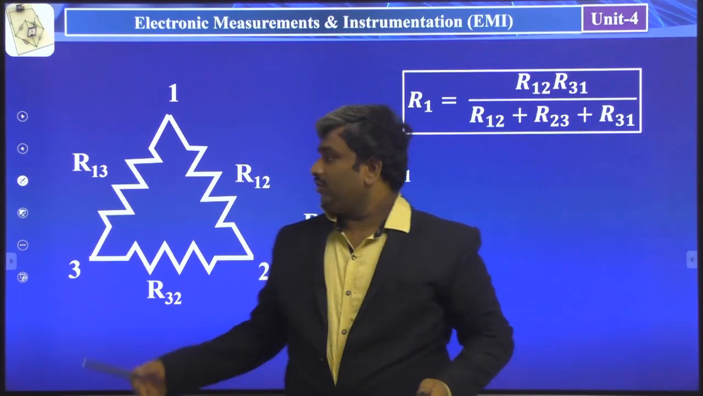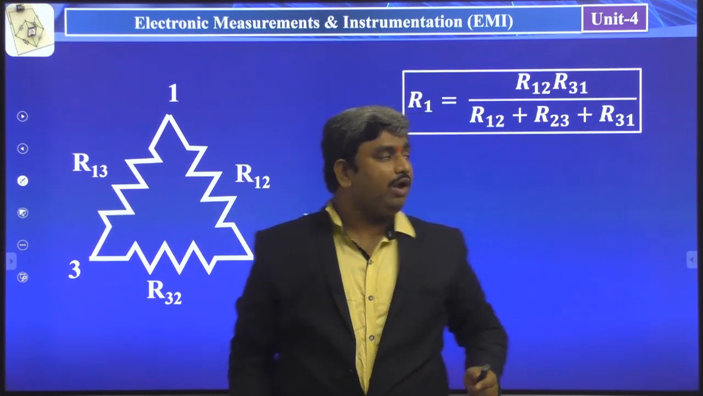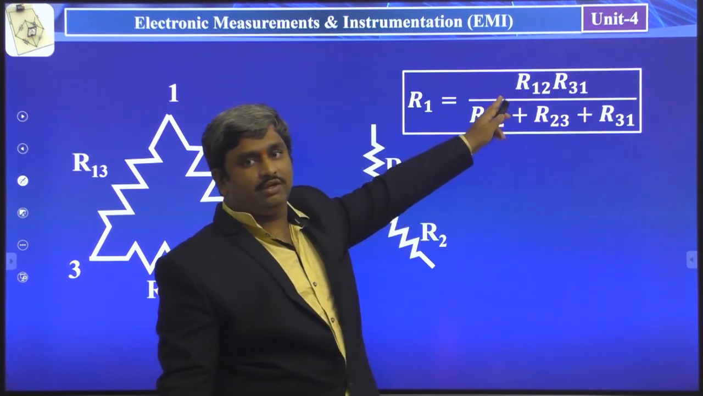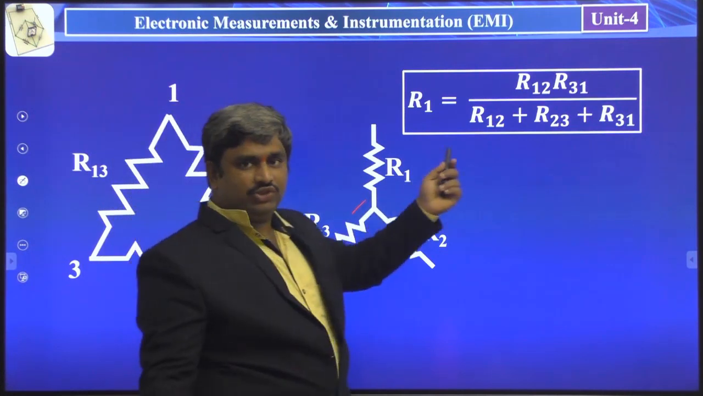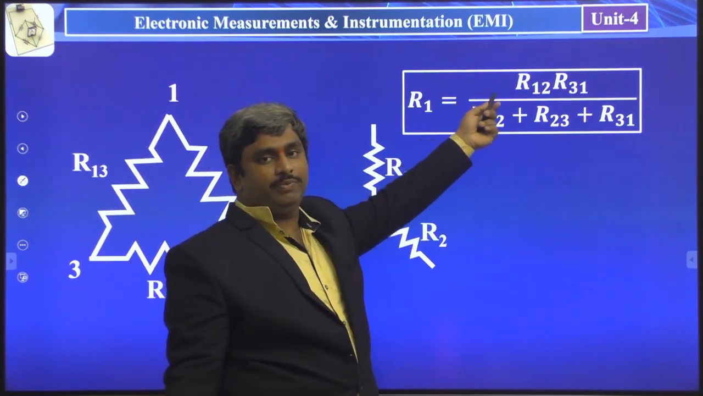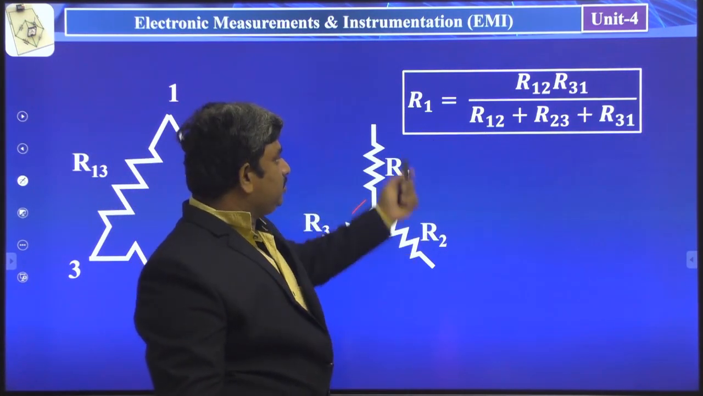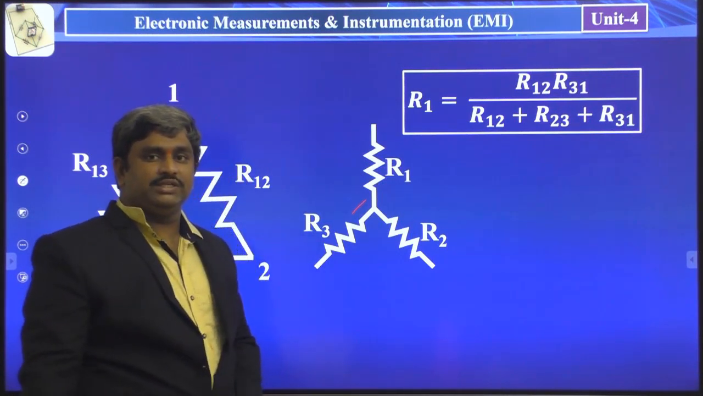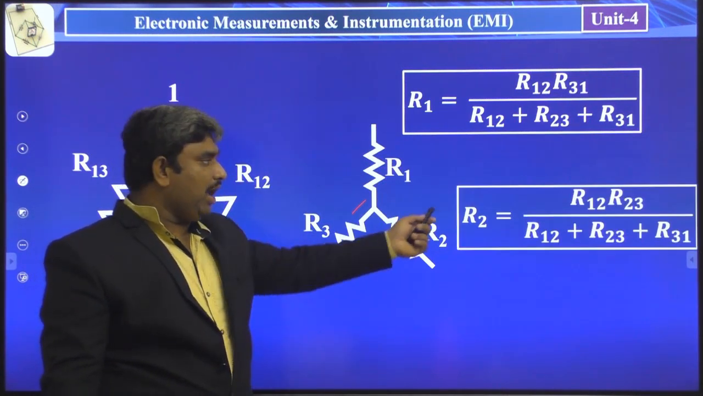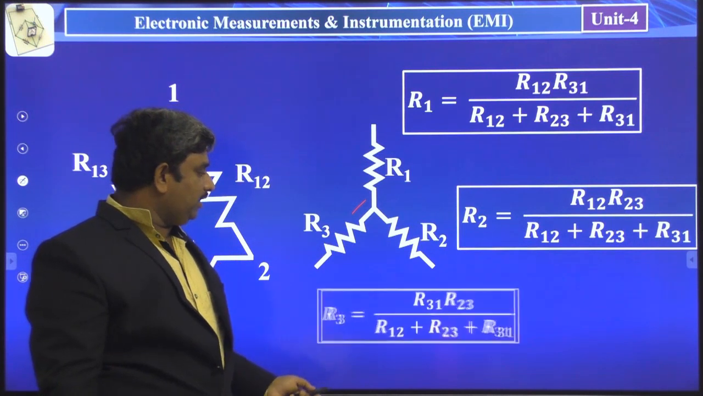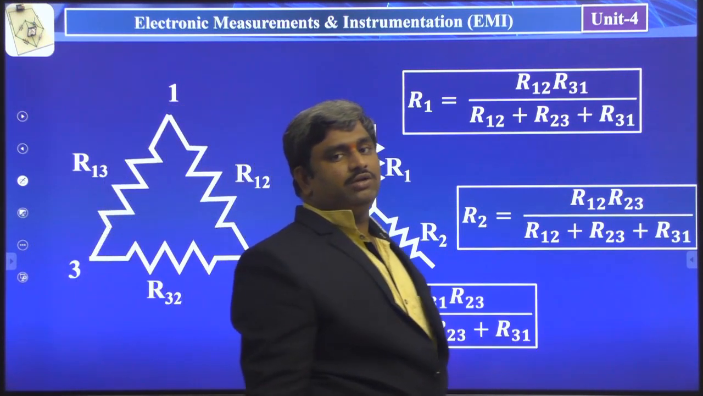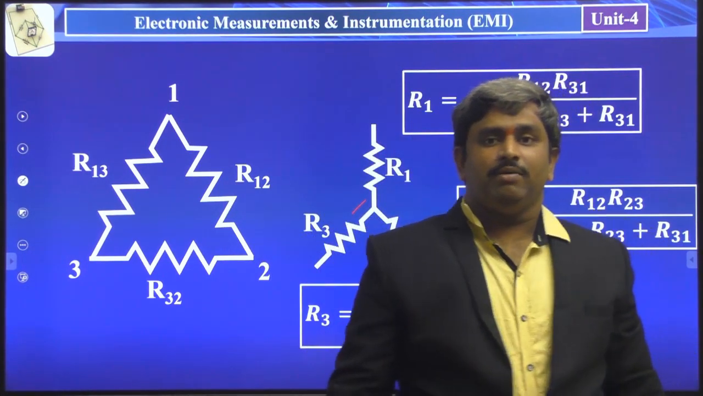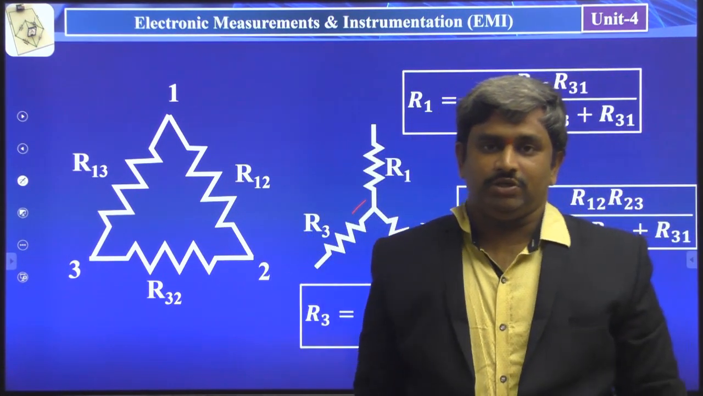Here I am adding the 2 resistors R13 and R12. I have represented here, right? So R13 and R31, R13 or R31, both are the same. So that I have represented in the numerator. So this is the R1 resistance. Next, this is the R2 resistance in the same way, and this is the final one, R3 resistance. So this is the delta to star connection and its basic mathematical representation. Note it down.